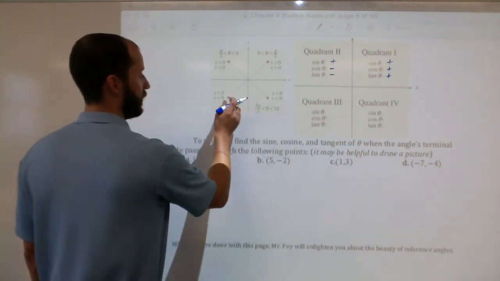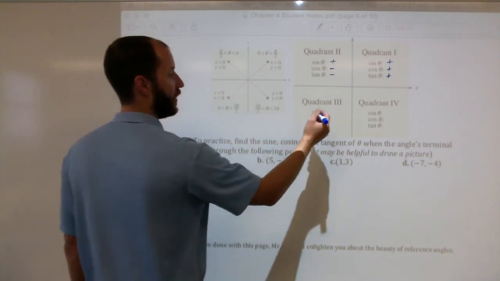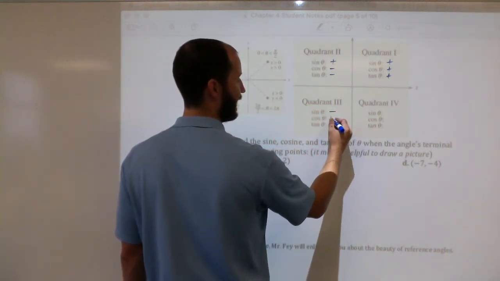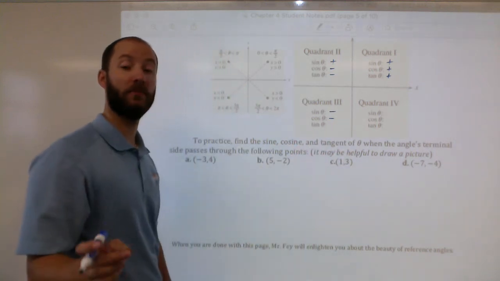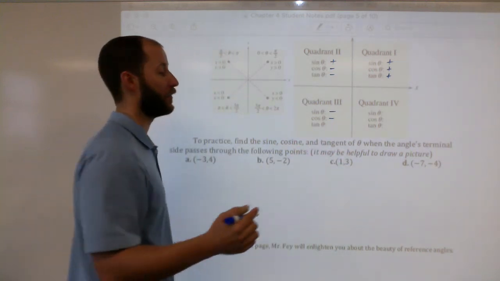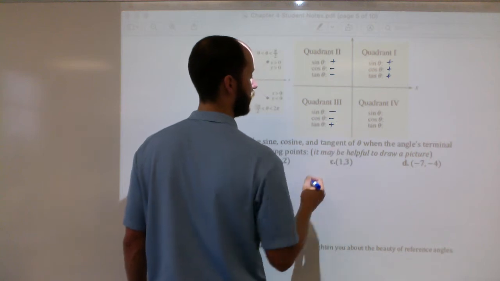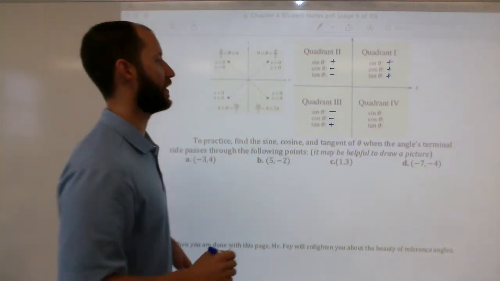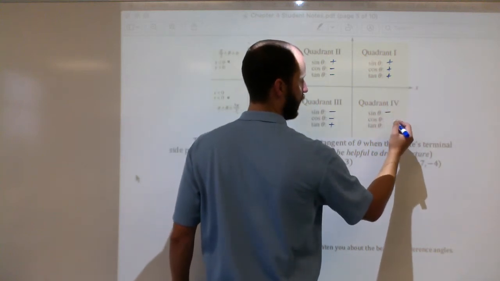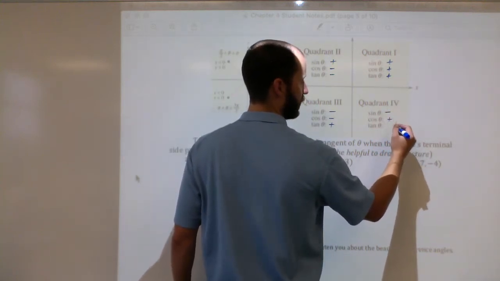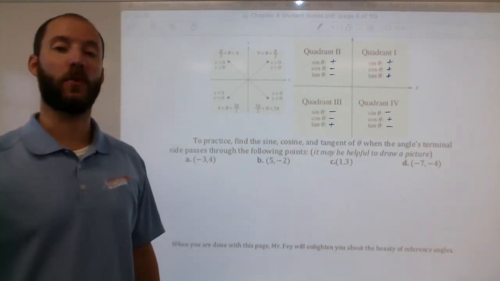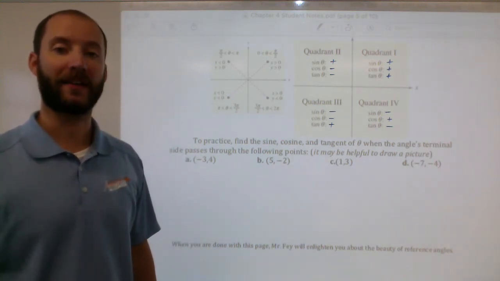In the third quadrant, both x and y are negative. So sine, which involves y, is negative. Cosine, which involves x, is negative. Tangent involves both of them. Negative over a negative gives you a positive. In quadrant 4, our y values are negative, so sine is going to be negative. X is positive, so cosine is positive. But then tangent will be negative because you have a negative y over a positive x value.